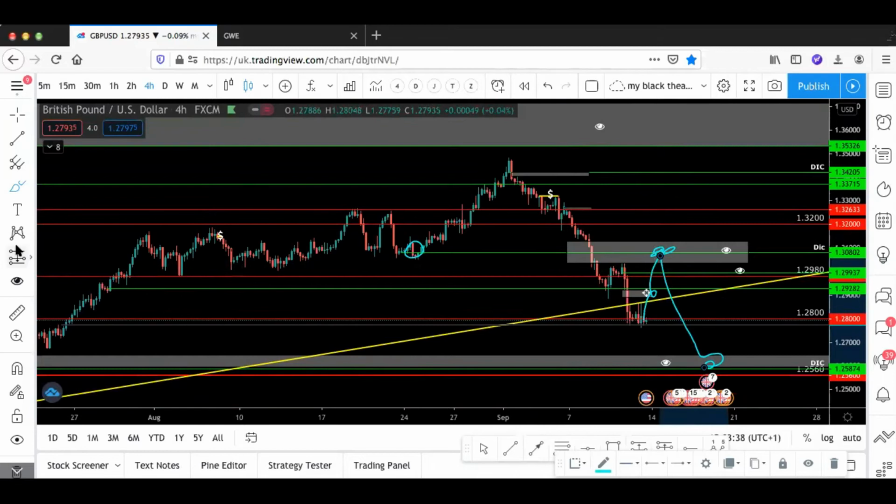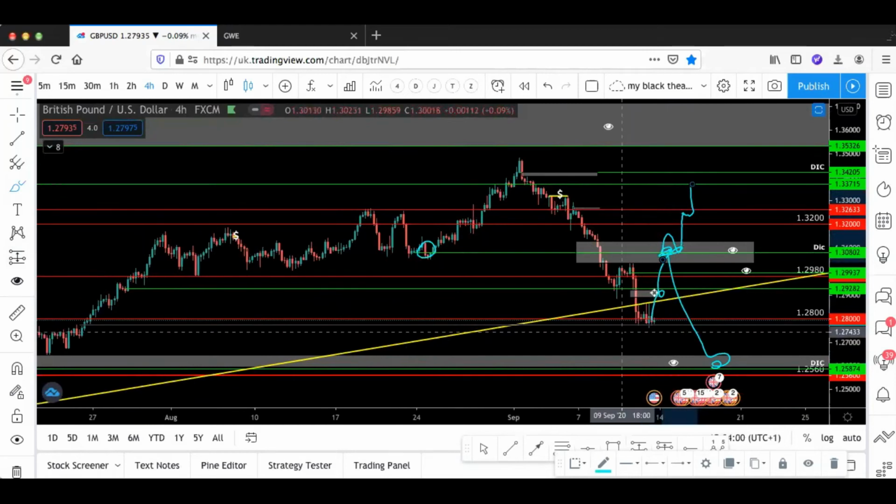Suppose GBP/USD breaks this level, we have to keep an eye on what the price is going to do. Maybe we'll have a potential to move higher. We don't know yet, but this is the crucial level for price to break. Let's see what GBP/USD is going to give us.